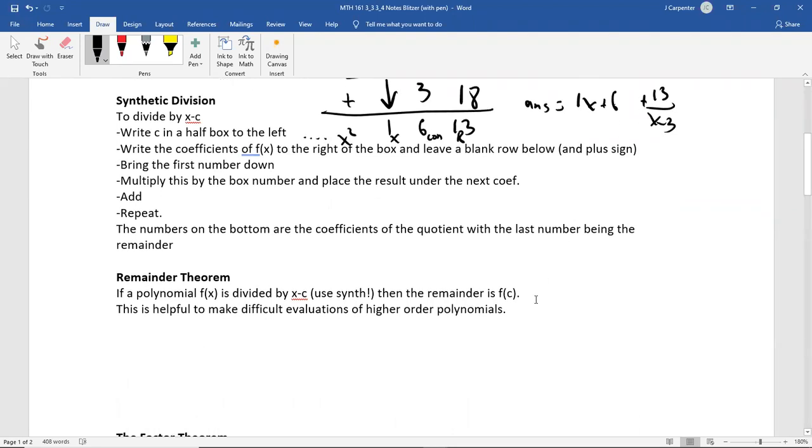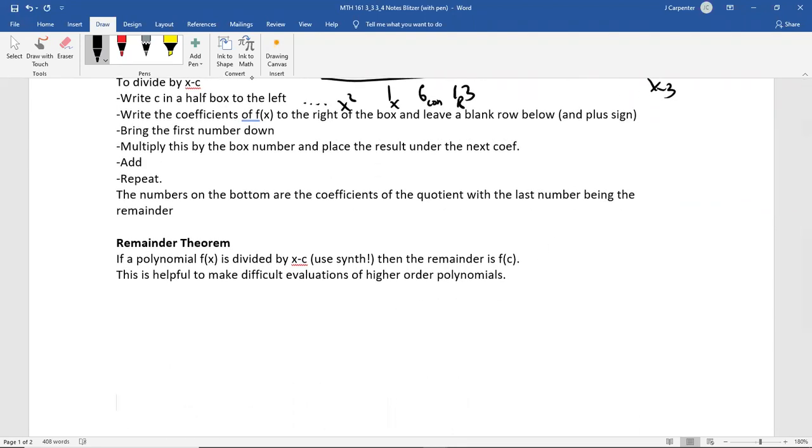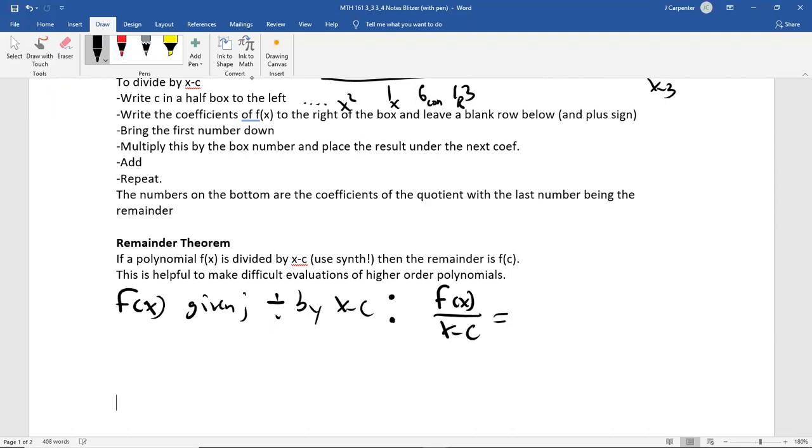I don't do a lot of proofs in this course. I love this proof though. I think it's important to see. So we are given some polynomial f of x. Let's divide it by x minus c and see what we get. So we have f of x, and we're dividing by x minus c. What we get is the quotient plus the remainder over the original divisor.